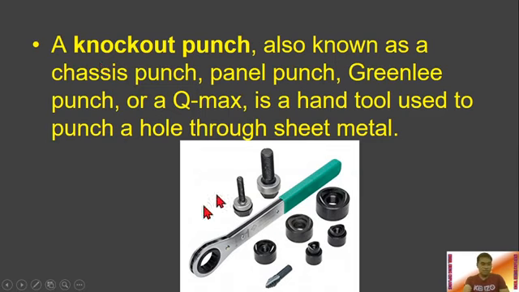Okay, so this is the knockout punch. This is the handle. These are the blades. These are the locking mechanism.